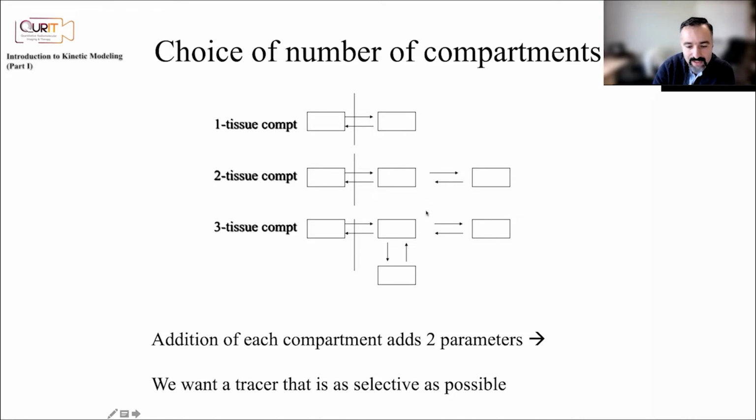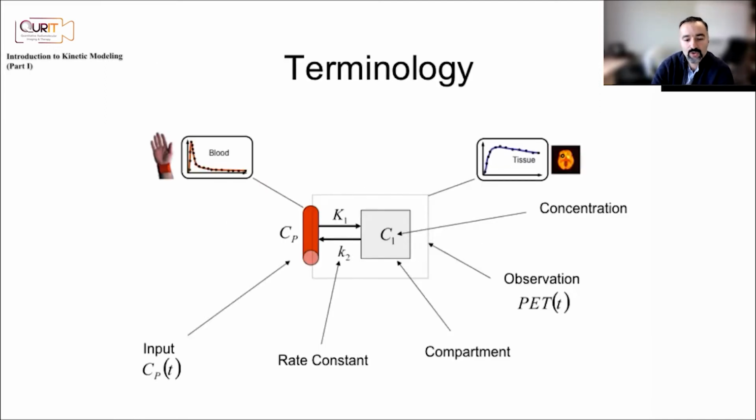And as you can see, as you add a new compartment, you tend to gain two extra parameters: the rate by which you enter that compartment, and the rate by which you leave that compartment. So the model can become increasingly complicated. Just to use some terminology here, this is the input function, the plasma input function CP. These are the rate constants, which we also call the kinetic microparameters, K1 and K2.